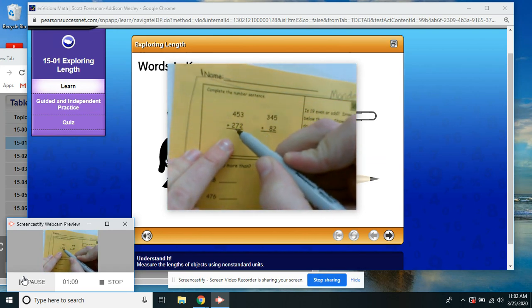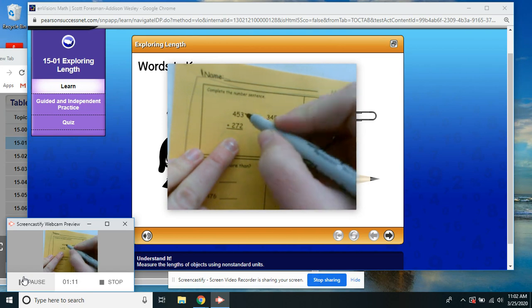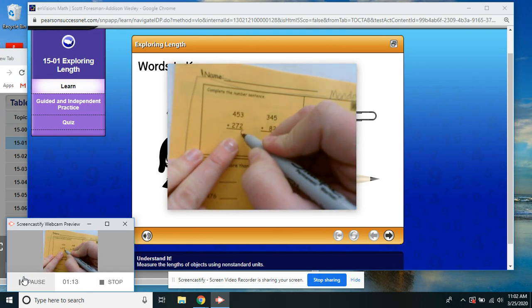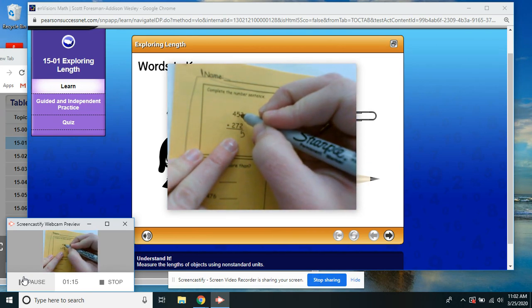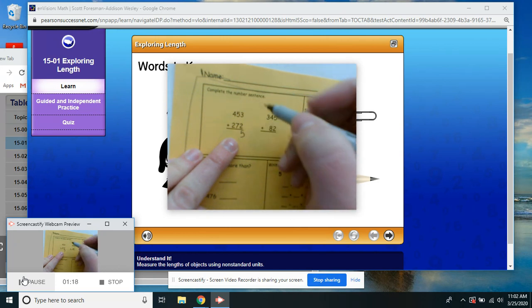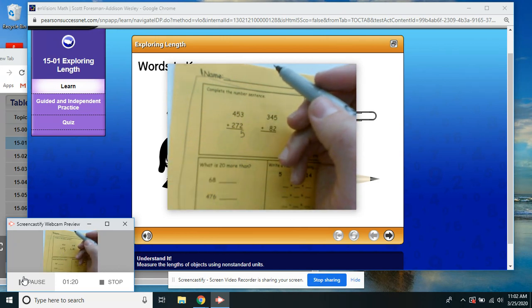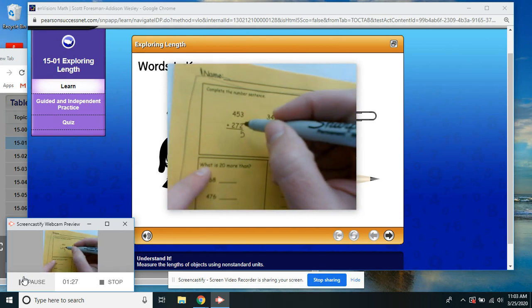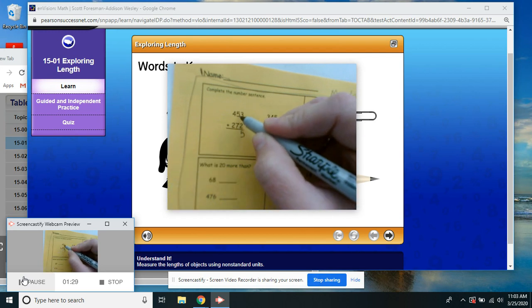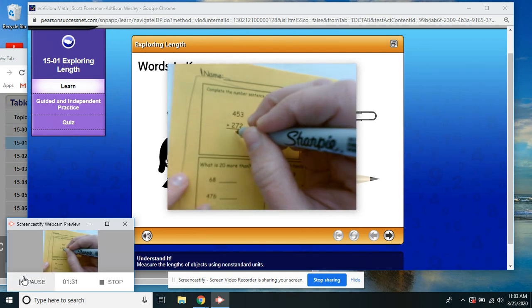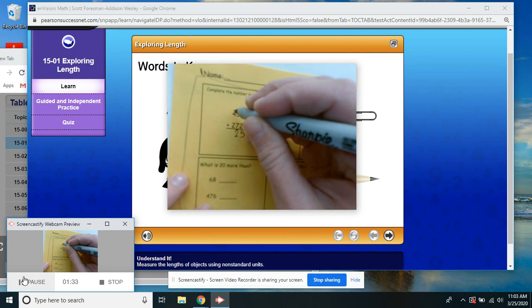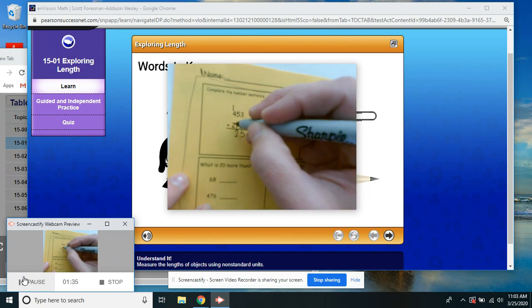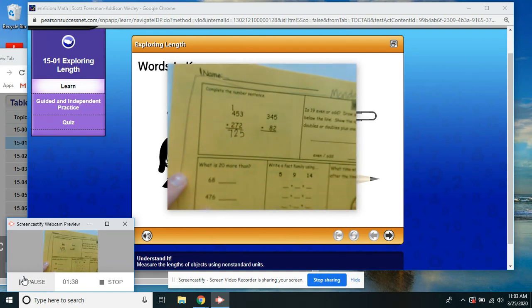453 plus 272. 3 plus 2 is 5. 7 plus 5, you can count on your fingers. You can use a number line or hundreds chart if you have one. Otherwise, you can use your basic math facts. So 7 plus 5 is 12. Put down your 2, carry that 1. 4 plus 1 is 5, plus 2 more is 7. 725 is your first answer.